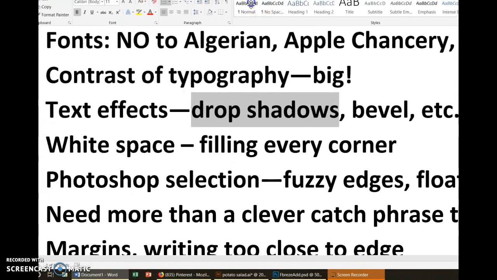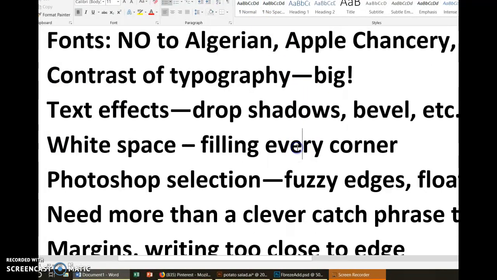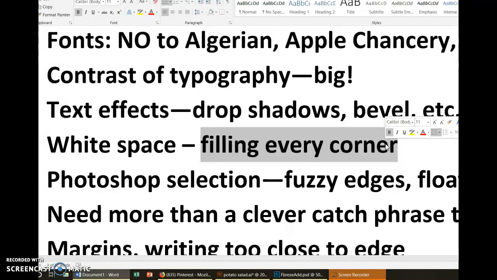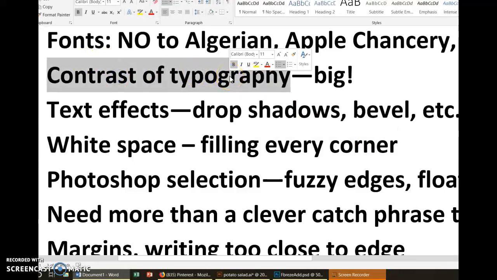The next thing is white space. I'm seeing some ads where every corner is filled with something. You have the slogan in the left-hand corner, the body copy in the right-hand corner, the logo in the bottom, the image taking up the whole page. If that is describing your ad, reconsider the contrast of your typography. Make that written content a lot smaller, except for your slogan. That's extremely important.